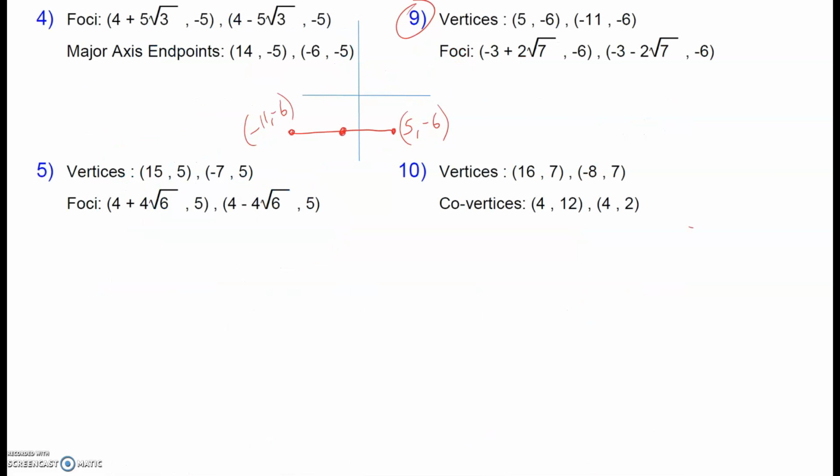Okay, let's do one more. Let's do number 9, and hopefully that'll push you in the right direction to be able to get your questions answered and finish the rest of this worksheet, which was your homework. So let's take a look at number 9.